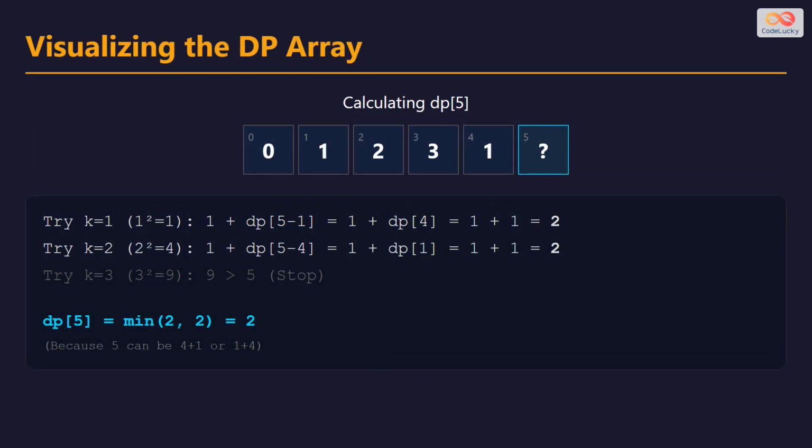Let's visualize this with a table. Suppose we want to find the value for 5. We can come from 4 by adding 1 squared, or we can come from 1 by adding 2 squared. If we come from 4, the cost is the value at index 4 plus 1. If we come from 1, the cost is the value at index 1 plus 1. We take the minimum of these options to fill our table.